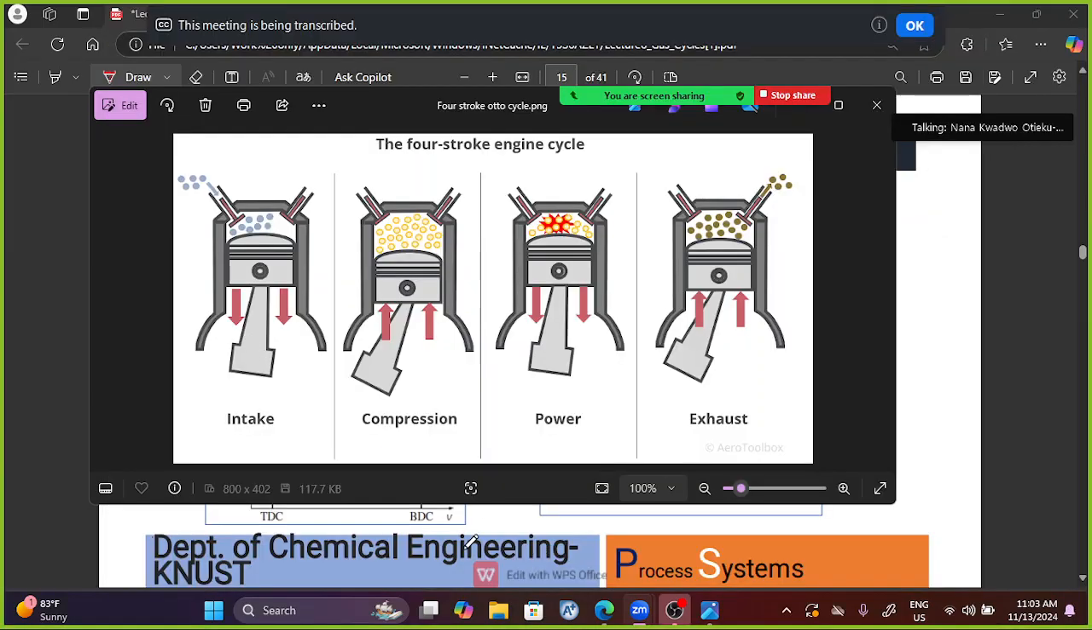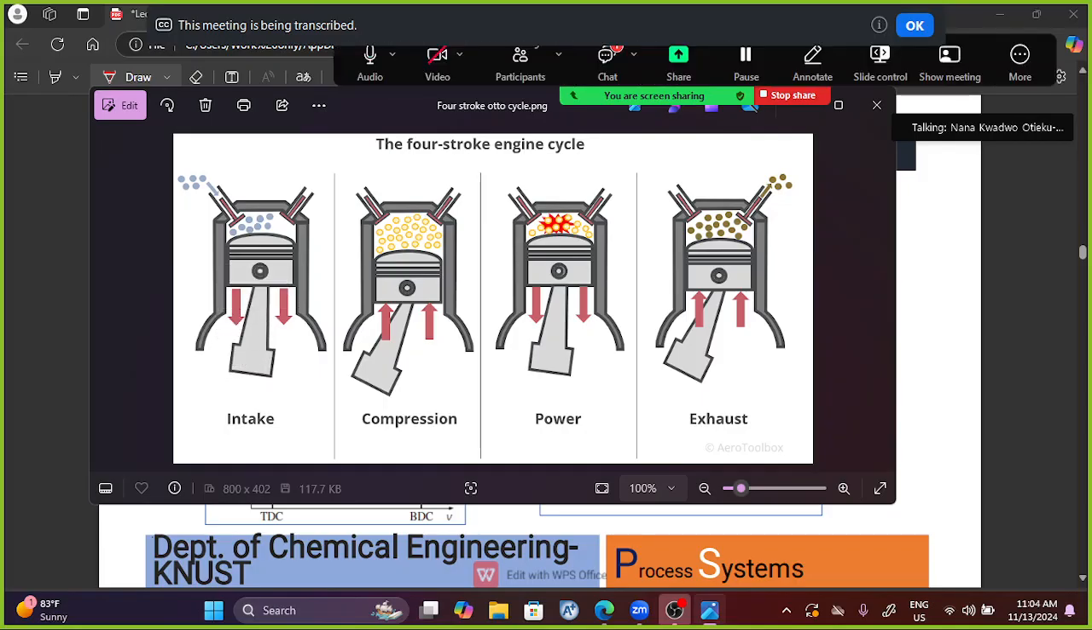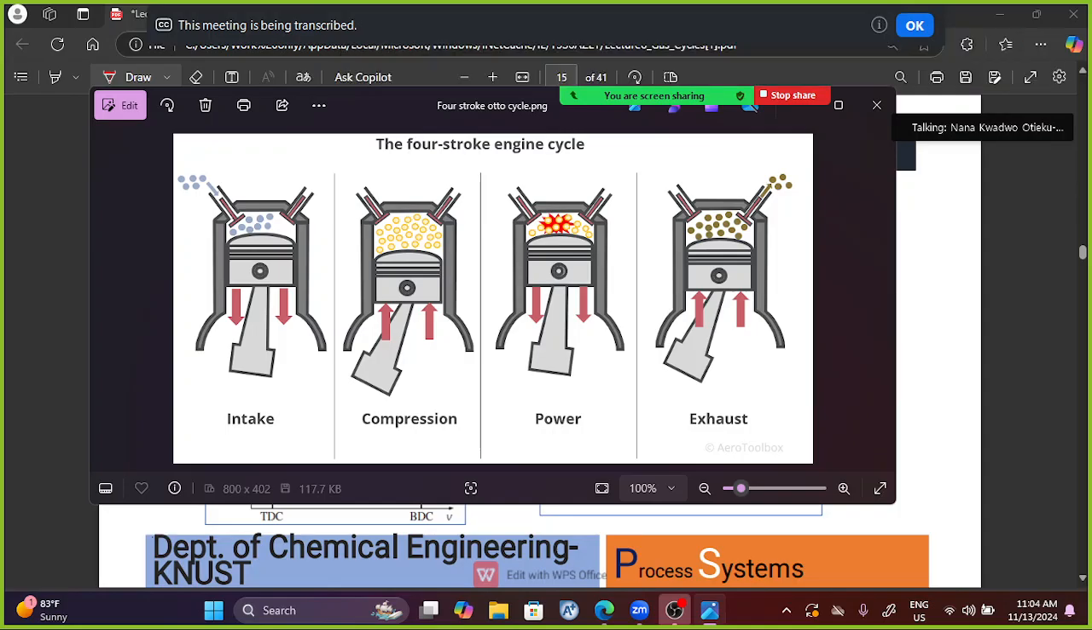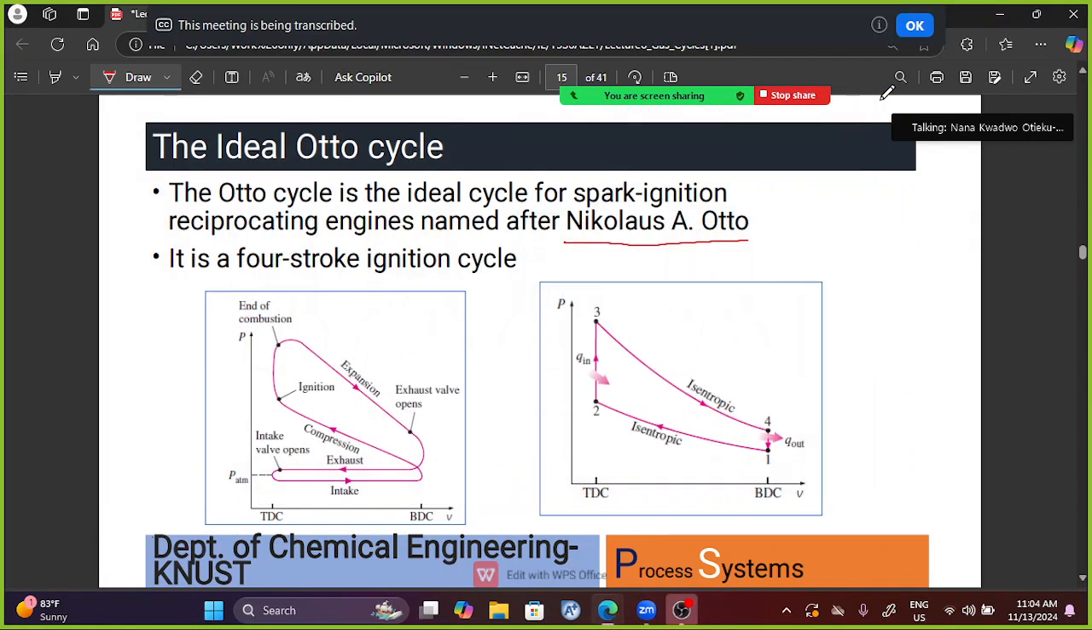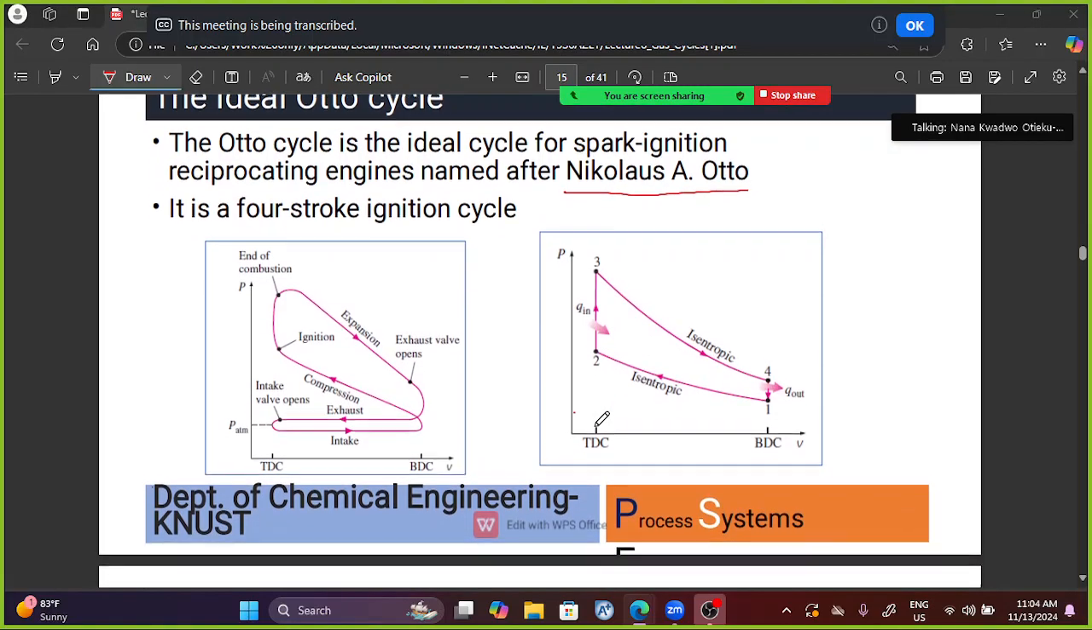So this is how the four-stroke engine looks. We have a point where we pull the piston down, and when we do, the fluid flows in. Then we compress, then we can ignite, and then we push out the exhaust gases. So it's a four-stroke system. It goes down, it comes up, it goes down, it comes up again. That's why it's called four strokes, because it happens in four different stages or processes.